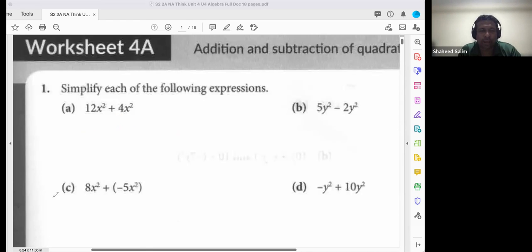Now you try question C and D. Apologies, wrong. C and D. Easy. So far it's easy. But by the end of today's lesson, you're going to go through something very complex. Complex for second level.